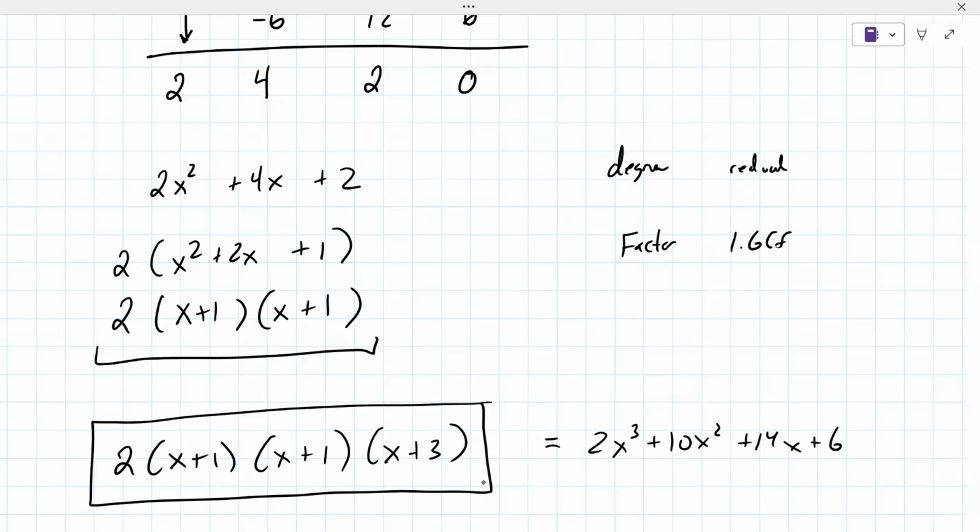Right. Would you like us to do a few more synthetic division problems? Yes, please. Okay, so let me go look for some that work. That's the key here. There's some that don't work, and that's not all that useful. I want some that do work.